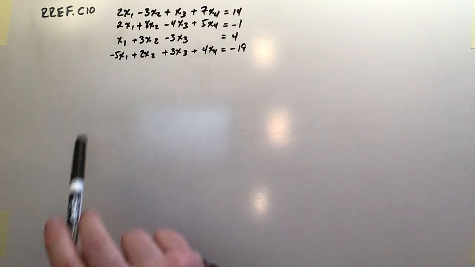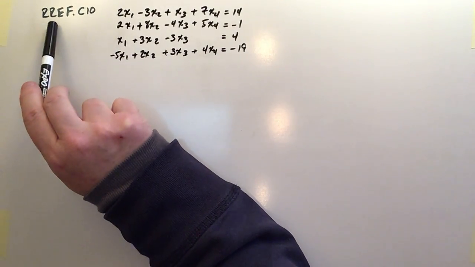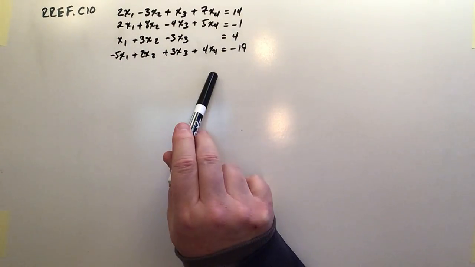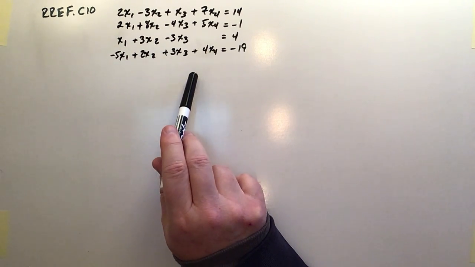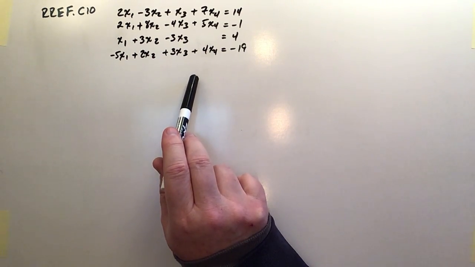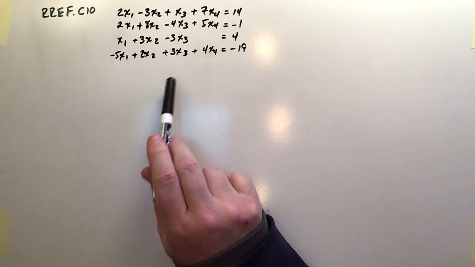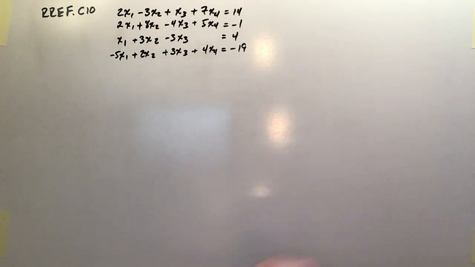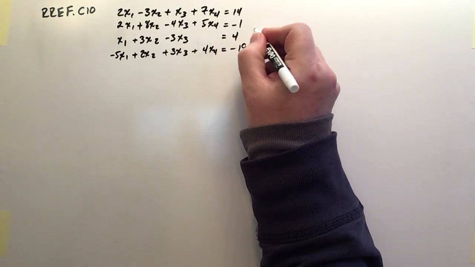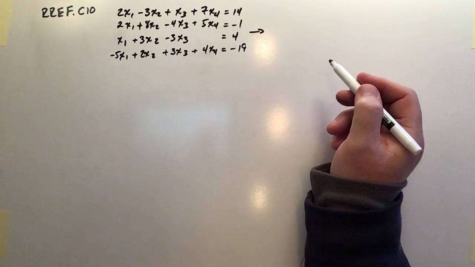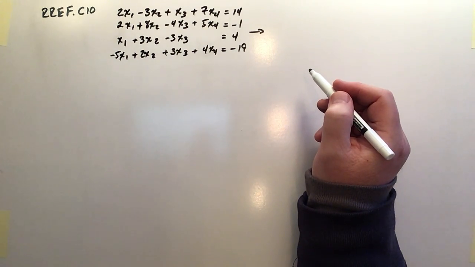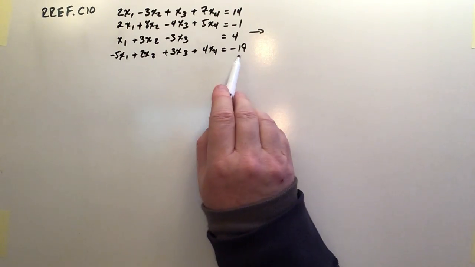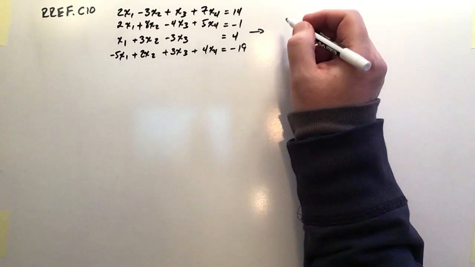Okay, this is problem RREF, reduced row echelon form, question C10, and here's the system that we would like to row reduce. So what we're going to do is try and identify the solution to this system by using reduced row echelon form. That first involves converting this into an augmented matrix, and of course the augmented matrix is the matrix of the coefficients welded to the matrix of the solutions, or the vector of the solutions.